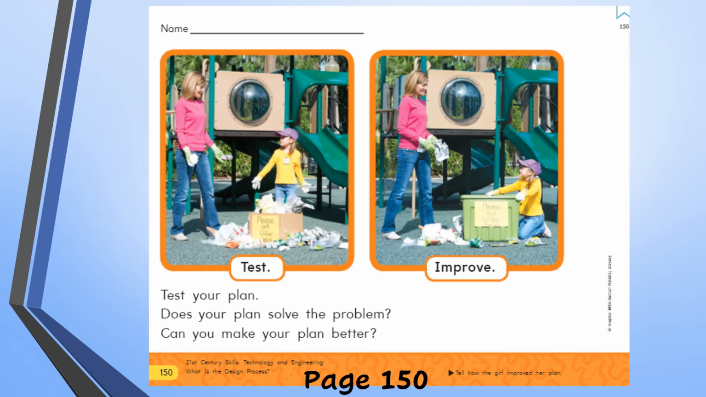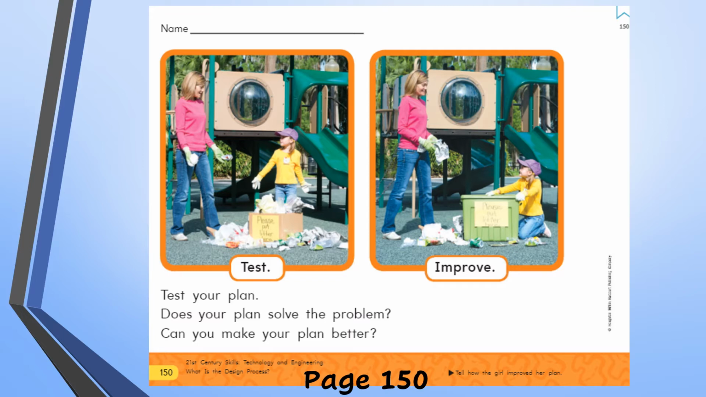If you remember yesterday, we were on pages 148 and 149, where the girl and her mother were at the park and they found a problem. And their problem was that there was too much litter in the park, right? So that was their problem. There was too much litter in the park.